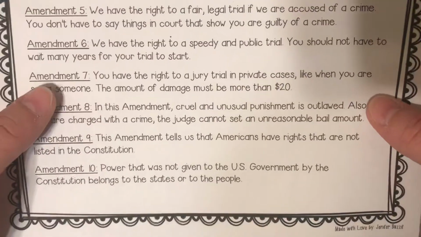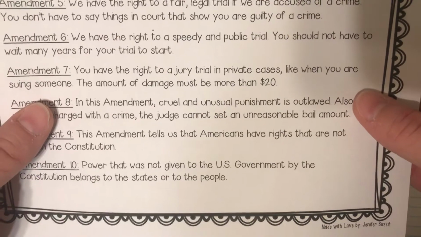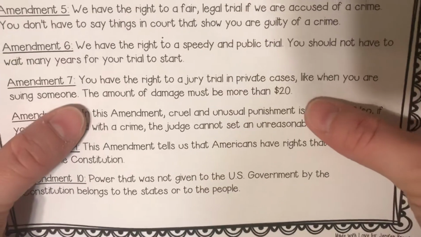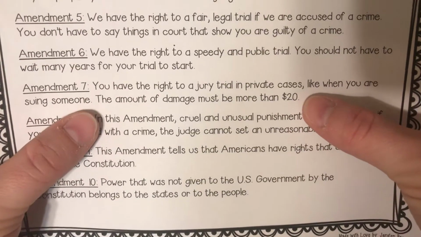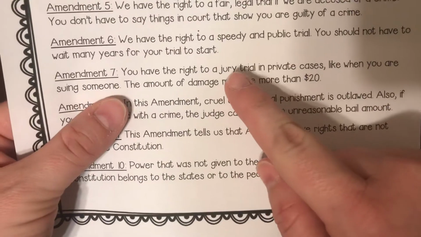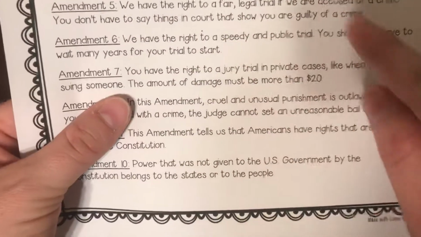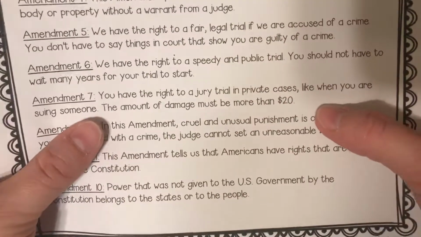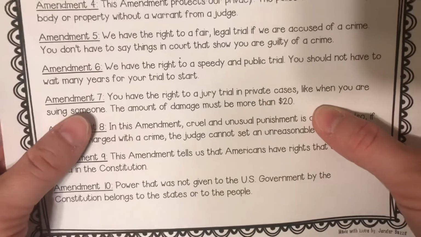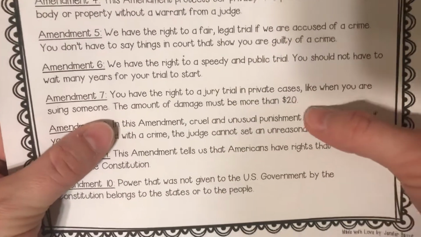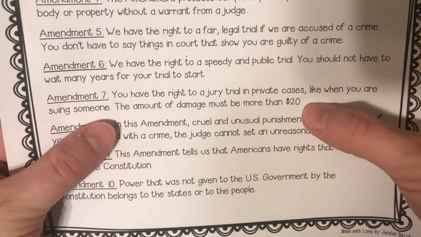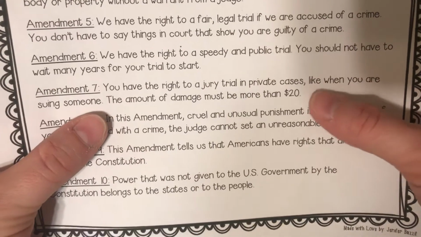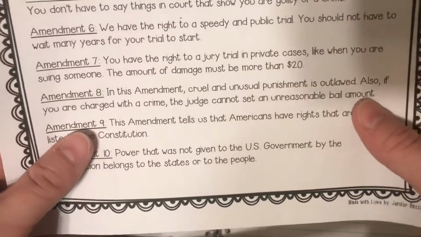Amendment 7, you have the right to a jury trial in private cases, like when you are suing someone. The amount of damage must be more than $20. So you have a right to a jury. A jury is a group of people that get together along with the judge to tell them whether they think you are guilty or not based on the evidence, or whether that person that you're going against is guilty or not based on evidence. There is a limit, $20. So you have a right for bringing people together to sue or to come against someone in the case of $20 or more. It's up to you.